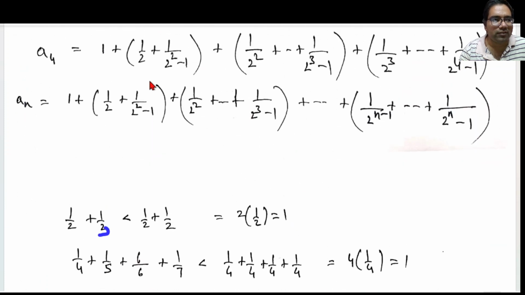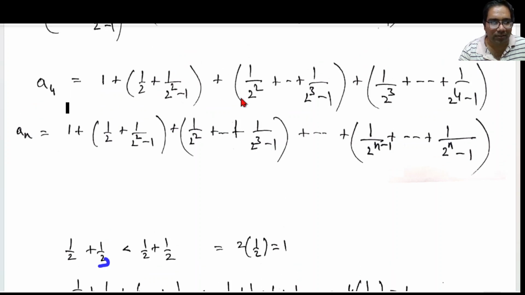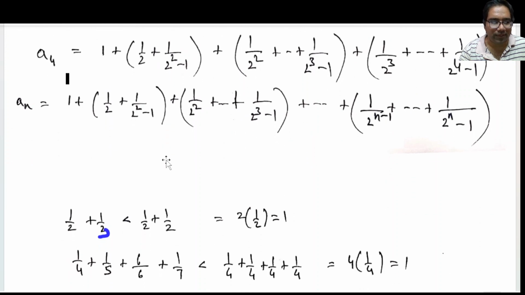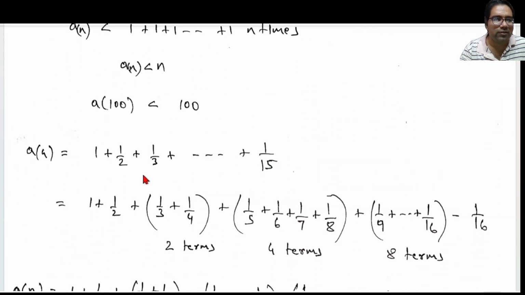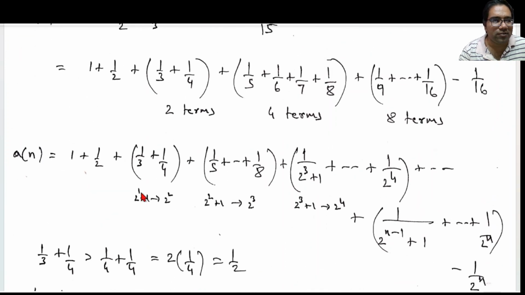Earlier, what have we done? For example, 2 power 1 to 2 square minus 1, and 2 square to 2 cube minus 1. This time we are doing something slightly different. This is 2 power 1 plus 1 to 2 square. Similarly, 2 square plus 1, which is 4 plus 1, to 2 cube. Similarly, 2 cube plus 1 to 2 power 4.